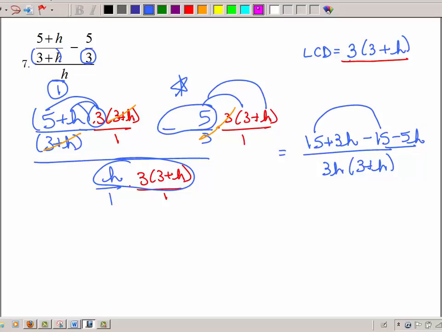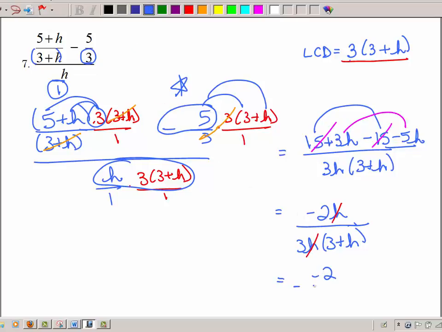15 minus 15. Hey, that's 0. 3h minus 5h. What's that? That's negative 2h. Well, I'm kind of glad I didn't distribute. Since this is already factored, everything's multiplied together. Do you see a common factor I can reduce? Hope so. That h is a common factor. So my final answer is negative 2 over 3 times 3 plus h.